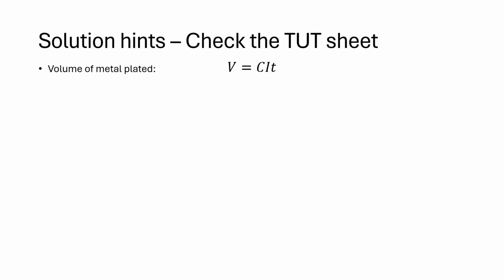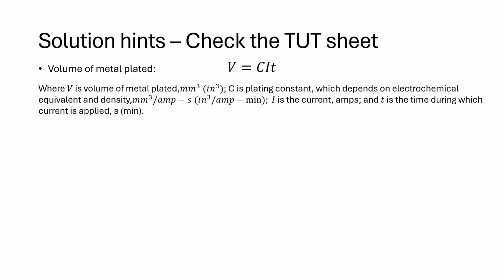So we start with the solution hint. The volume of the metal to be plated is equal to C multiplied by I multiplied by T. C is a constant, I is the current, T is the time. That's what Faraday's law says. V is the volume of the metal plated in cubic millimeters, or it can be in cubic inches if you use the IP unit.